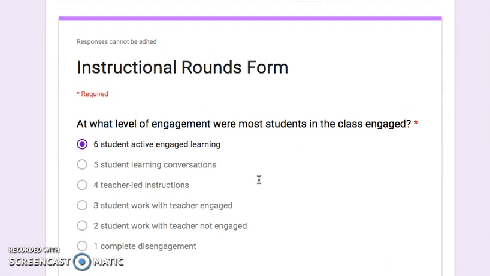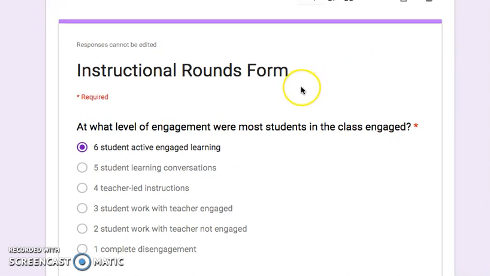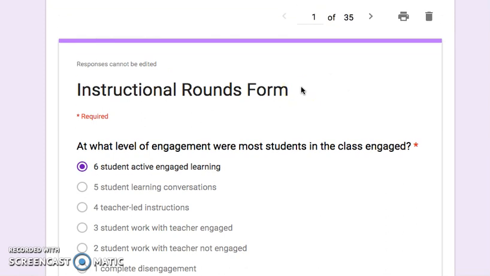Notice that it is completely anonymous. There are no names, there are no classrooms. We don't even collect the time in which we came in. We do collect how many classrooms we visit so that we can make sure that we hit as many classrooms as possible. And that's sometimes too why you will see us at different times during the day.